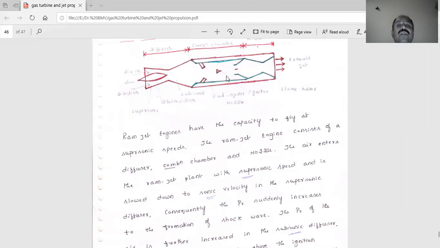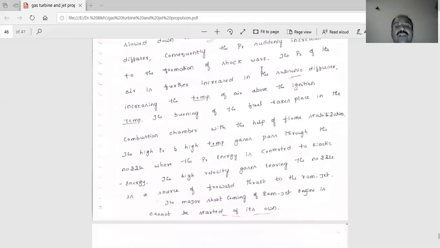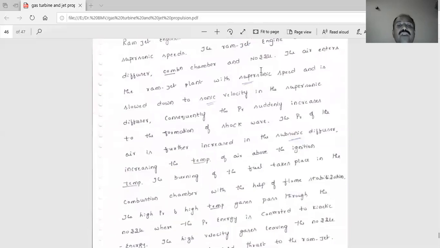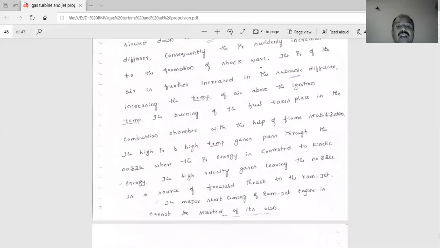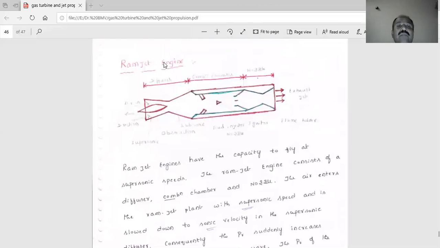In the combustion chamber, what happens? The combustion takes place, and high thermal energy is released. That thermal energy of the gas leaves through the nozzle, and the exhaust gas leaving from the nozzle at high velocity gives a thrust force to the aircraft. This type of ramjet engine is used in high velocity aircraft applications.